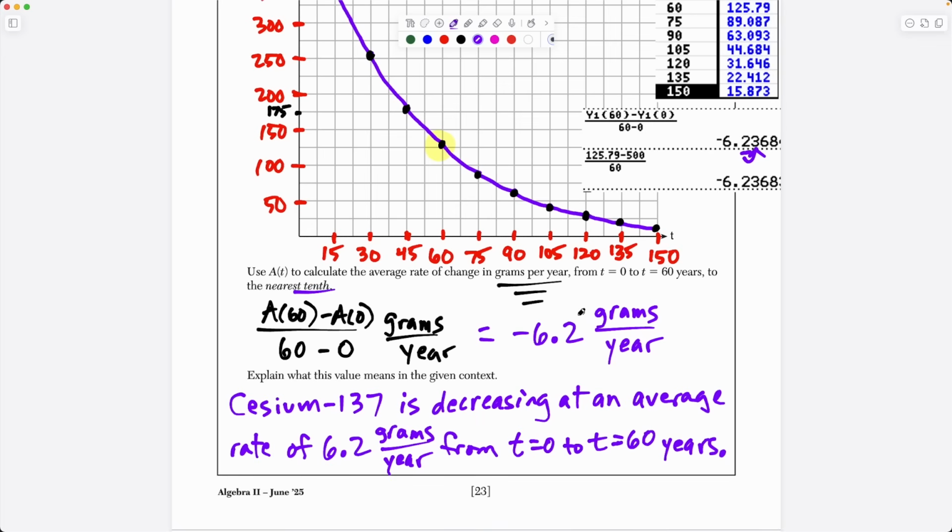Now, one thing I want to point out before we close this out, notice that in the sentence here, we're saying that the cesium is decreasing at an average rate of 6.2 grams per year. But when we found our average, we got a negative 6.2. So a negative average rate of change is telling us, based on what we're looking at here, that our function is decreasing over that space. Since we're dealing with exponential decay, it's telling us the average rate that the function is decreasing. So I just say the number without the negative when I'm writing my sentence. The decreasing is what accounts for the fact that our average rate of change is negative.